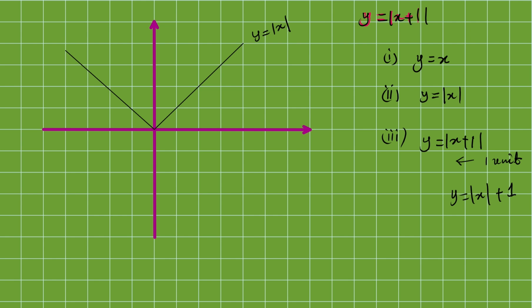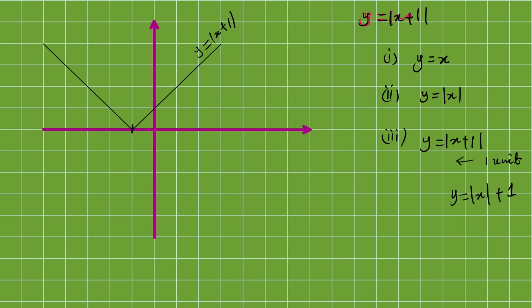Like I've said, this +1 here represents a negative shift in the x-axis. And why is that the case? Sorry, I need to correct this one. Why is that the case? That's because the x plus 1 is inside the modulus function. Okay, so we just move it negative units of 1 right there. So this is y equals the modulus of x plus 1. It's ironic that when it is +1, you actually move it negative ways.